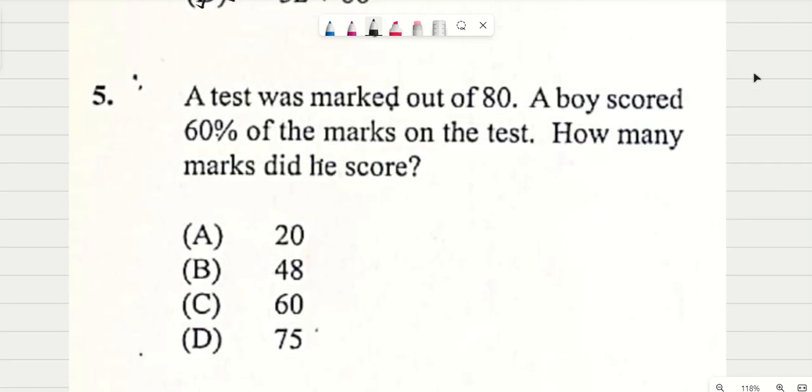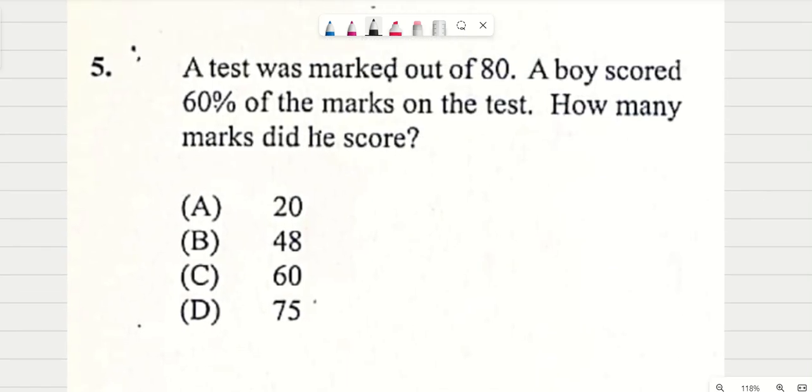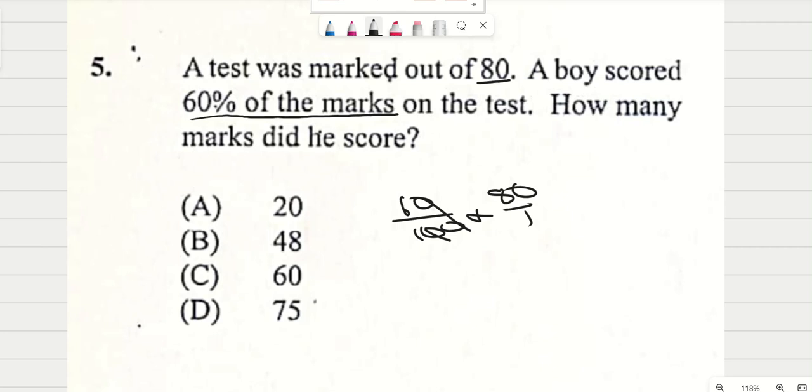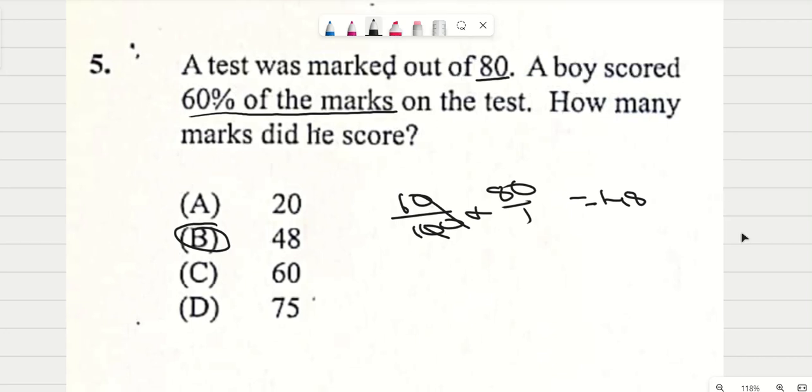This one, a boy was marked out of 80. A boy scored 60% of the marks. Now the total marks is 80. How many marks did he score? So this would be 60 over 100 multiplied by 80 over 1. You cross out these zeros. So 6 8s are 48. So we know our answer would be B, which is 48. Guys, remember this question. This question is a repeat question.